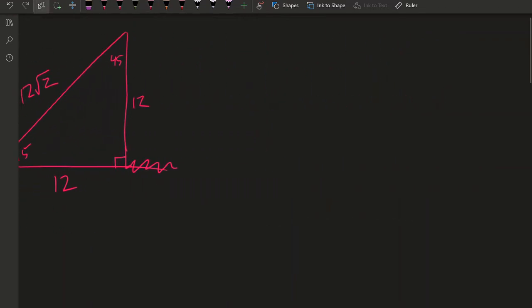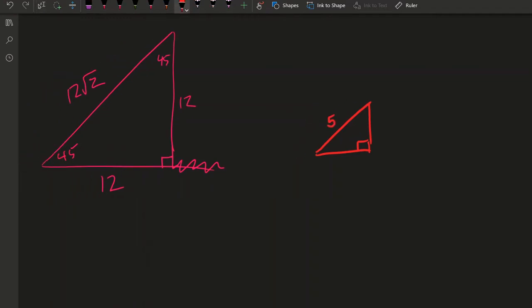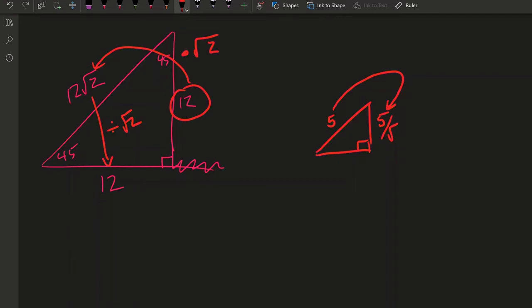Okay, but what if it went backwards? What if I had this red triangle right here, and I knew that the hypotenuse were 5? In order to get from the leg to the hypotenuse, you multiply by the square root of 2. So in order to get from the hypotenuse to a leg, we would use the inverse operation, which would be to divide by the square root of 2. So that means if this is 5, this piece right here would be 5 divided by the square root of 2.